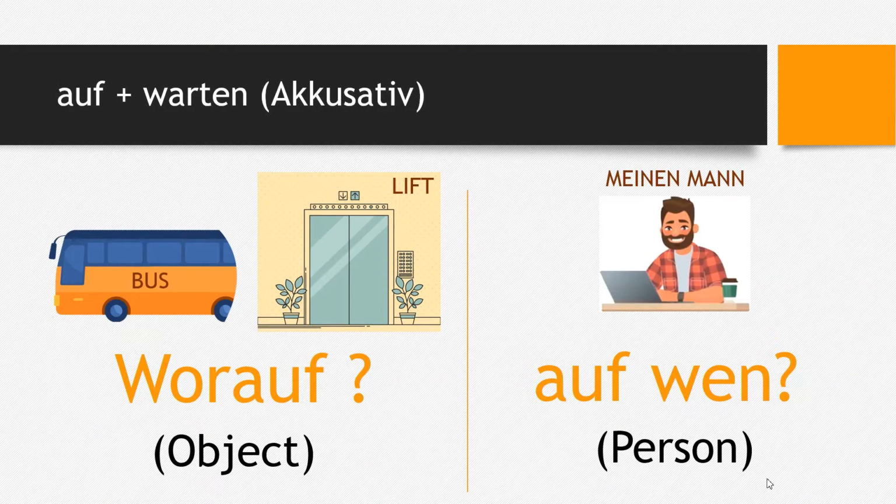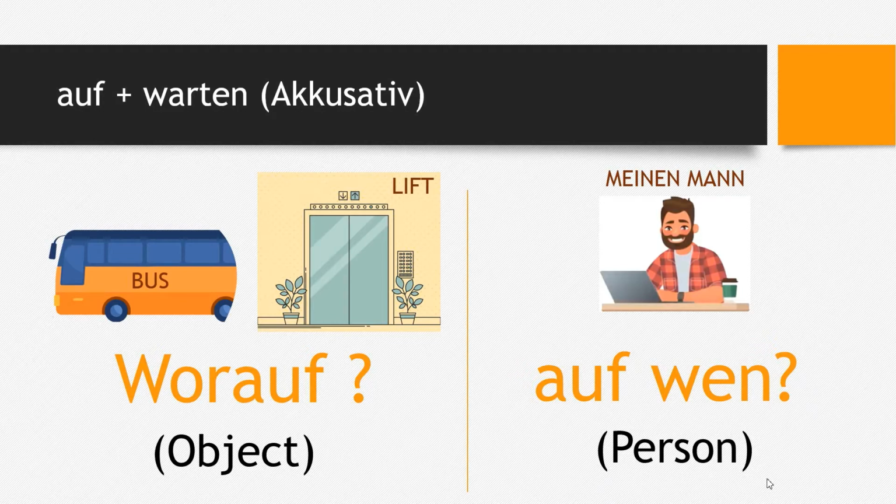When we are learning wo compounds, it is very important to understand whether we are talking about an object or a person in the sentence. If we are talking about the object, then the question will be wo plus preposition. In this case, we have the preposition auf. So that's why our question will become worauf. And for the person we will say auf wen.